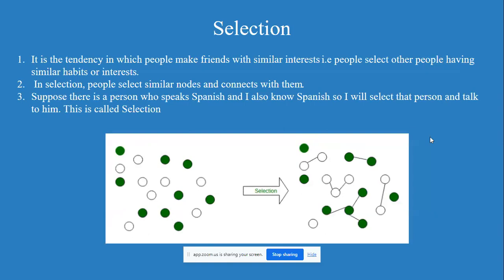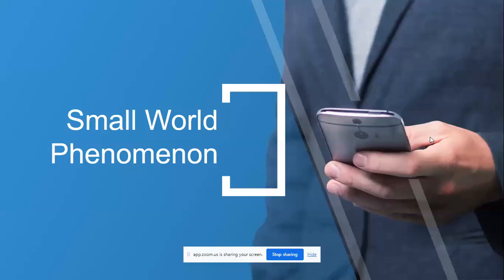Another one is selection. Selection is where nodes having similar interests tend to talk with other nodes having similar habits or interests. For example, a person who speaks Spanish will prefer to speak with a person who also knows Spanish. So in a whole network, a node selects the other nodes it wants to connect with based on their interests.